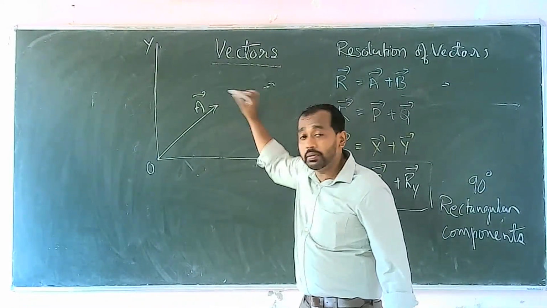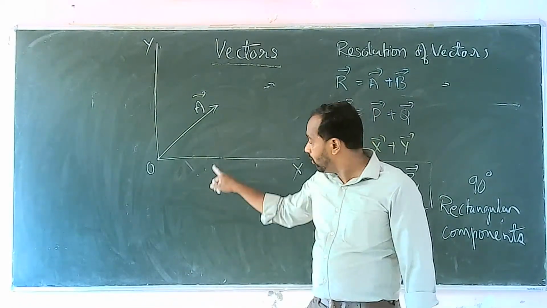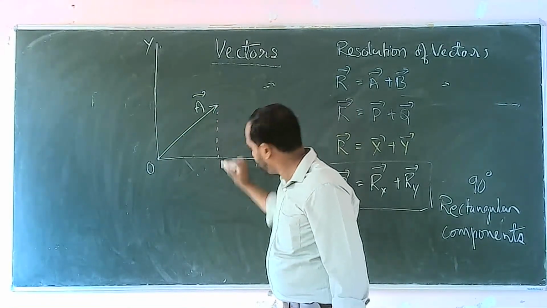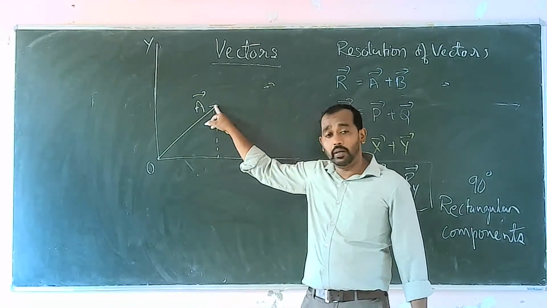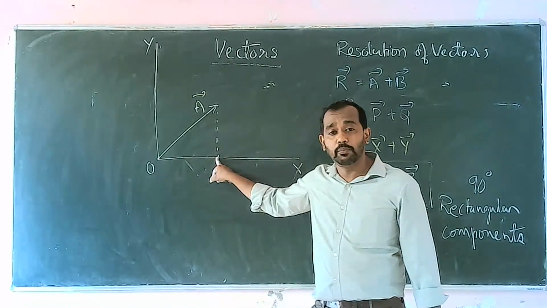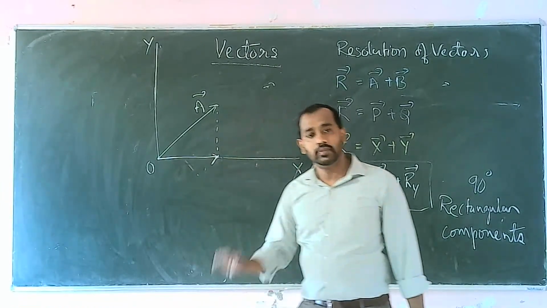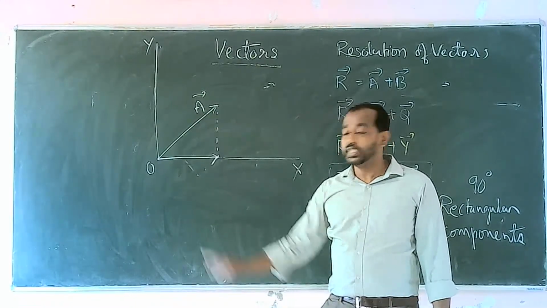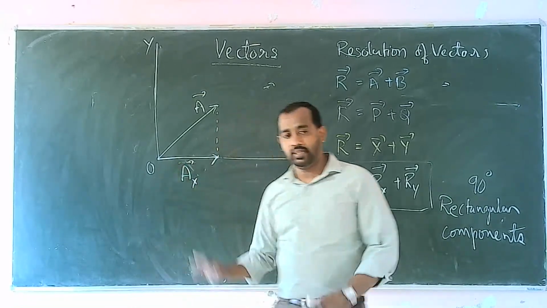Then, from the tip of the vector A, I am going to draw two perpendiculars. One to the x-axis, other to the y-axis. When we draw a perpendicular from the tip of the vector A to the x-axis, then from the origin to this point of intersection, up to this, this is one of the components of the vector A, which is along the x-axis. Therefore, I will represent it as a subscript x.